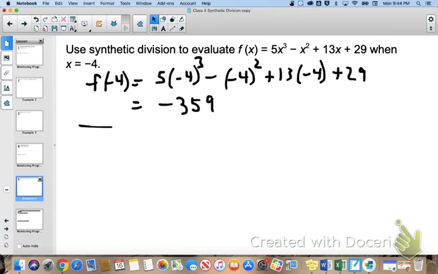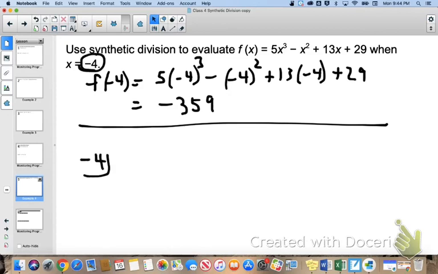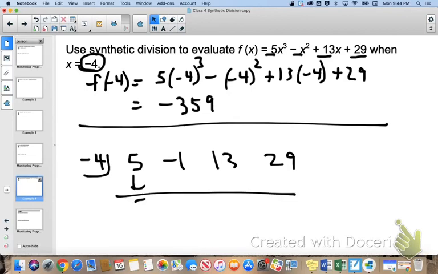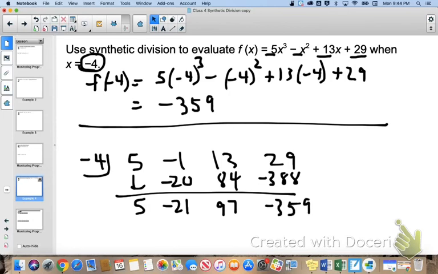Alright, so what I'm going to show you is that when you use synthetic division, now x equals negative 4, so that's what goes on the outside, and then you've got your coefficients, 5, negative 1, 13, and 29. So, bring down the 5. Negative 4 times 5 is negative 20. Negative 1 plus negative 20 is negative 21. Negative 4 times negative 21 is 84. 13 plus 84 is 97. Negative 4 times 97, that is one that you may want to do on your calculator. You get negative 388. And then 29 minus 388 is negative 359.